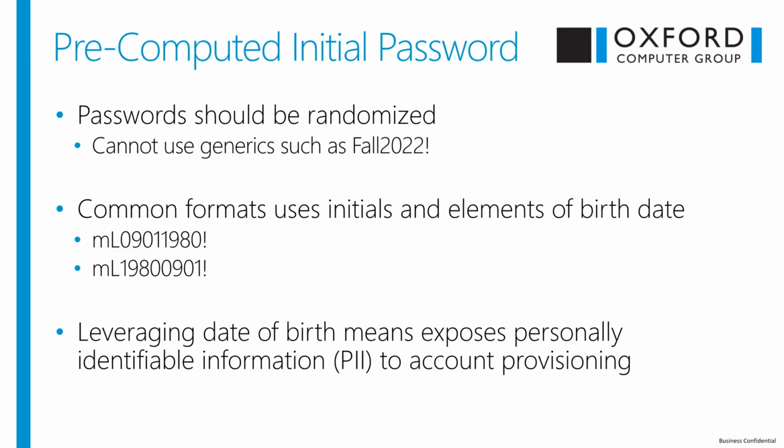People will know it. Another one is to use a common format of information the end user knows, such as their first initials followed by their date of birth. We have two examples there. Unfortunately, when you put a date of birth into the password, it's personally identifiable information that should be private. You do potentially expose the system to existing auditing, and quite honestly, it's information that the identity management system just does not need to know.